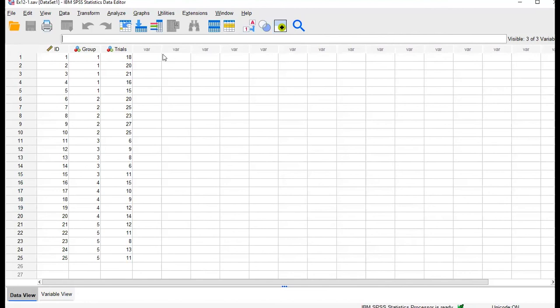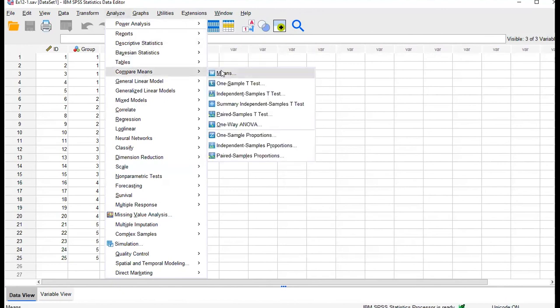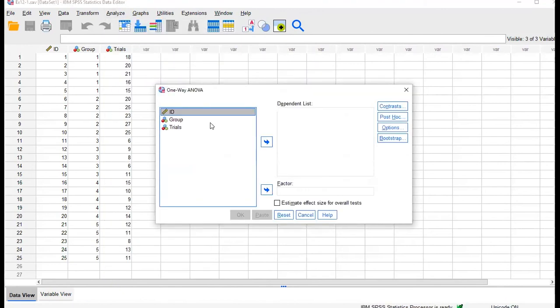This is SPSS, so go to Analyze, Compare Means, One-Way ANOVA. We don't need to consider the ID number. Group 1 is for ad lib control, group 2 is for TC, group 3 is FW, group 4 is the water deprived group, and group 5 is the water and food deprived group. So the grouping variable is going to be the factor, and the trials is going to be the dependent variable.